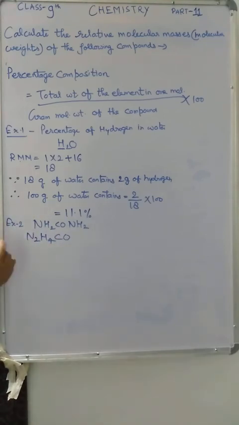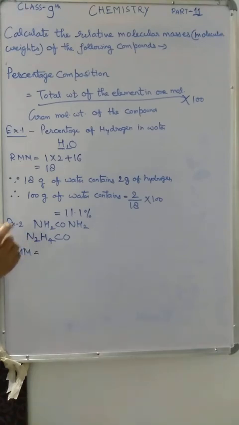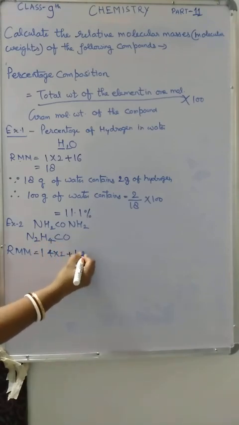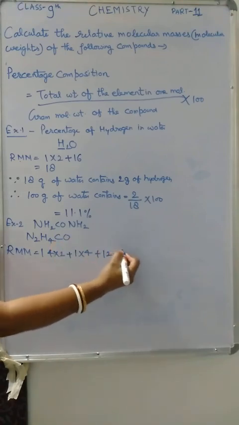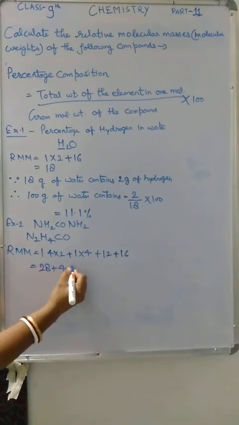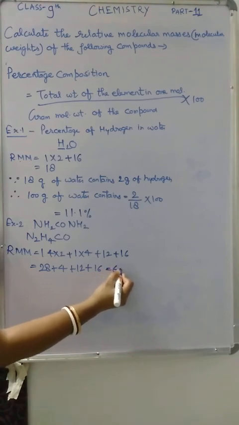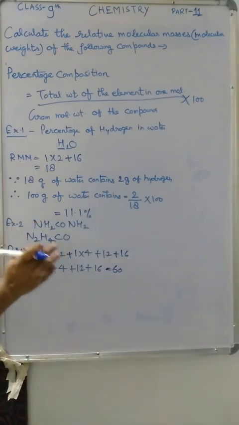Now first you find out the RMM, the relative molecular mass of this compound. How many nitrogens are there? 2, and the atomic mass of nitrogen is 14. So 14 into 2 plus 1 into 4 plus the atomic mass of carbon, 12, plus oxygen 16. So here 28 plus 4 plus 12 plus 16 is equal to 60. This is the total relative molecular mass of this urea.